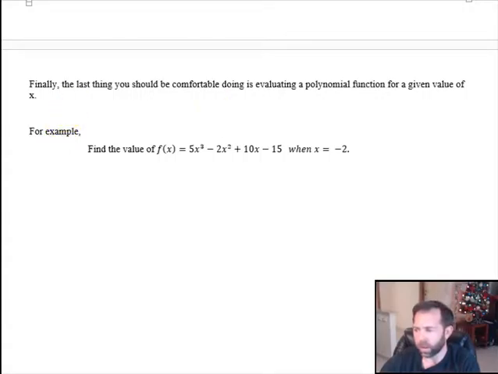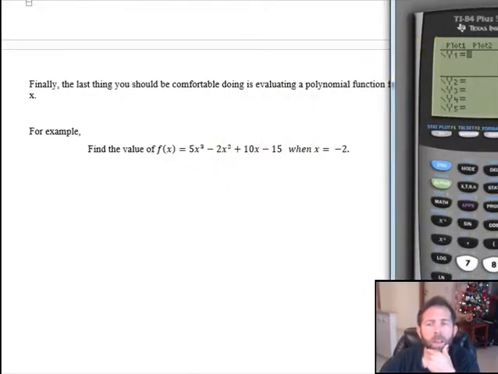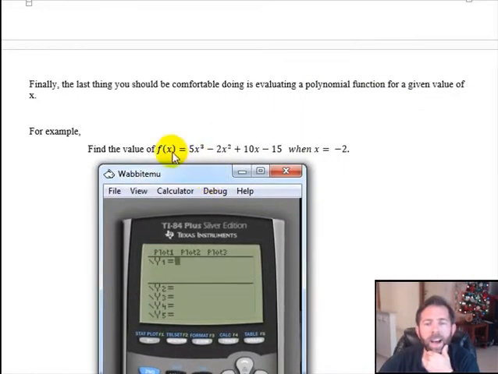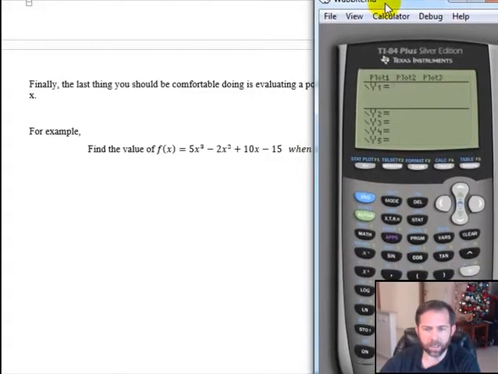So let's do this one. It says, find the value of this function when x is -2. So you need to be able to input this function into the calculator. And you can do this by hand. You can just put -2 into the function and find the value, which is fine. But if you have a calculator handy, it's much easier to do it this way. So 5x to the third minus 2x squared plus 10x minus 15.